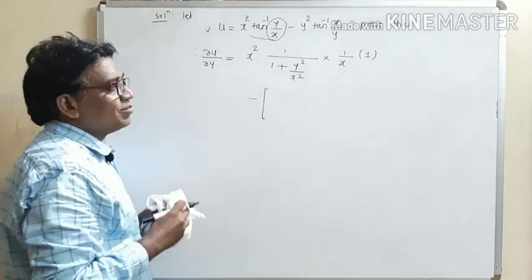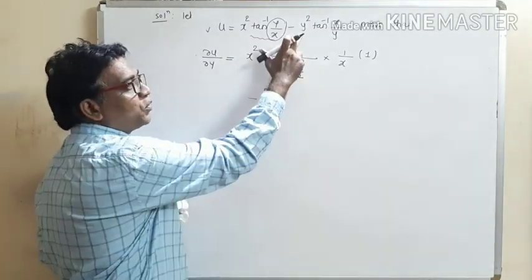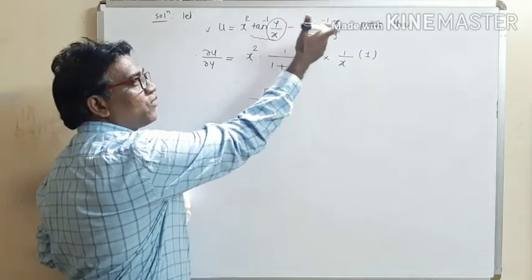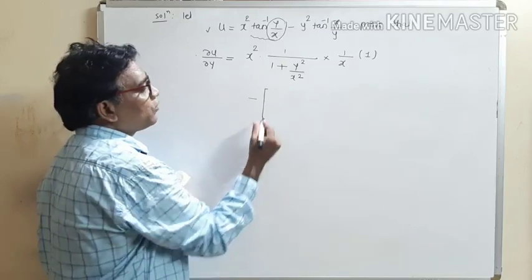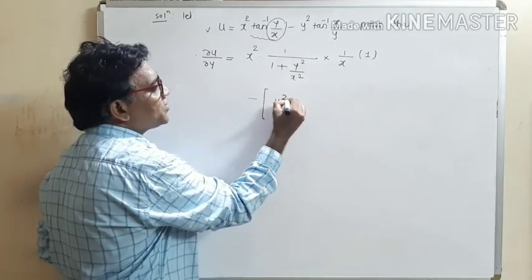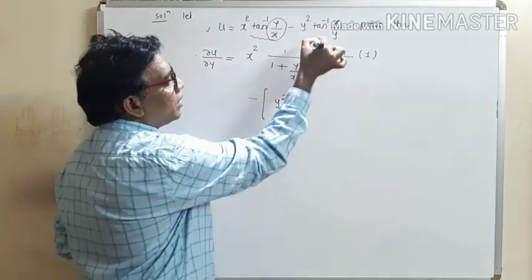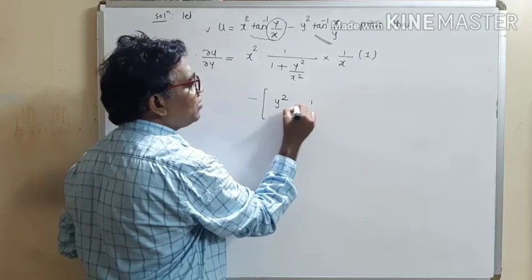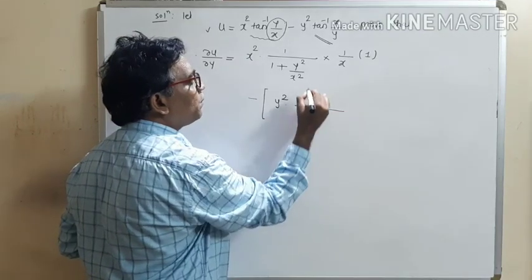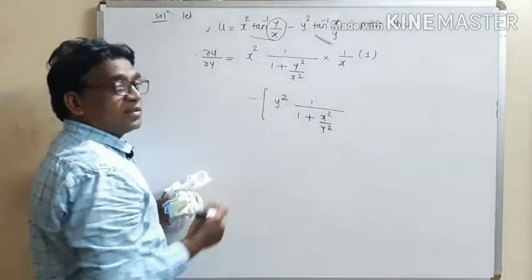into bracket. Now use product formula because both are variable. This is function of y, this is again the function of y. So use product formula. So write down the product formula. First term as it is, y square, into derivative of this second term. Derivative of tan inverse function is 1 upon 1 plus x square divided by y square. It is the same formula.